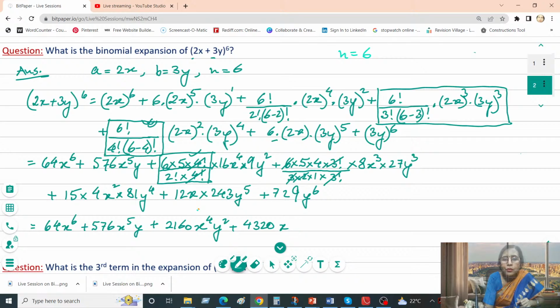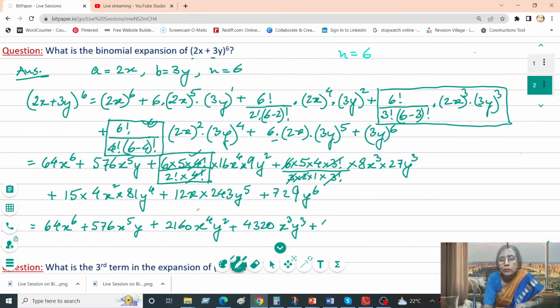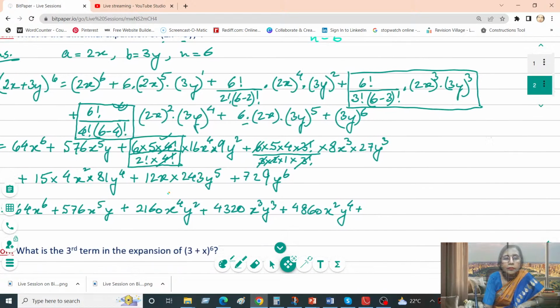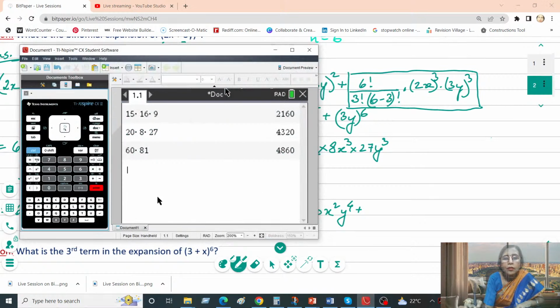So this is x to the power of 3, y to the power of 3 plus 15 times 4 is 60, 60 times 81, 4860, x squared y to the power of 4 plus 243 times 12, 2916.